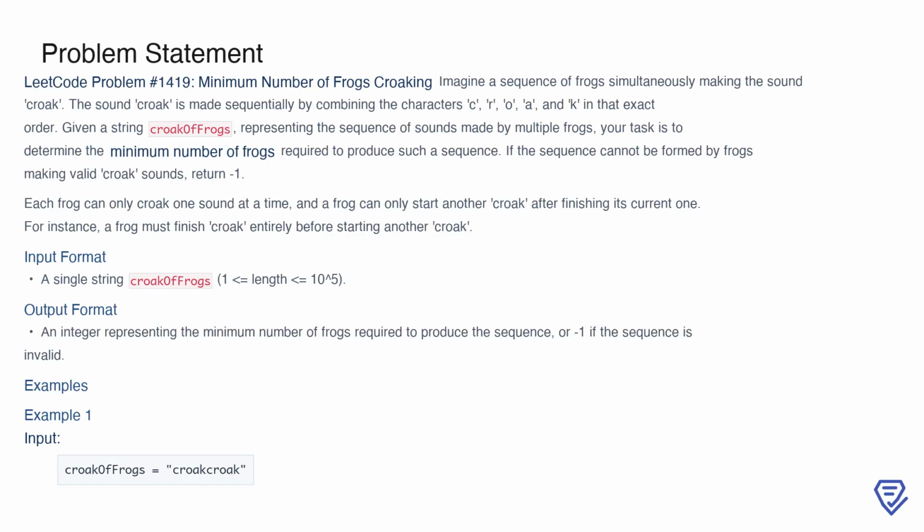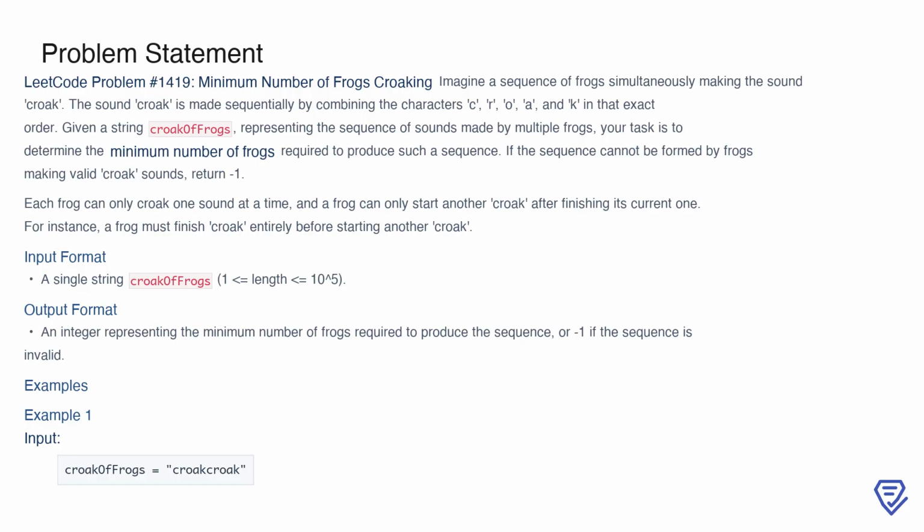The problem asks us to determine the minimum number of frogs required to produce a sequence of sounds represented by the string croak of frogs. Each frog can only produce the sequence croak in the exact order of its characters, C, R, O, and K. A frog must complete one full croak before starting another. If the string cannot be formed by valid croaking sequences, we return -1.